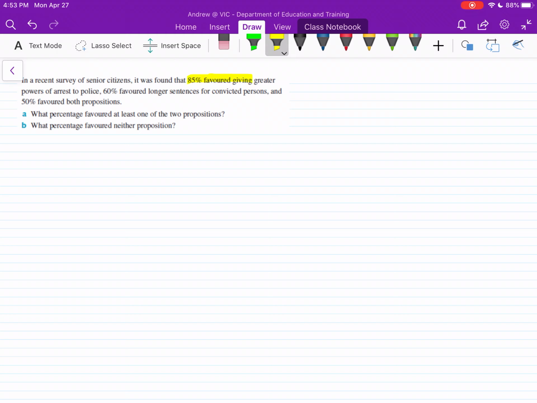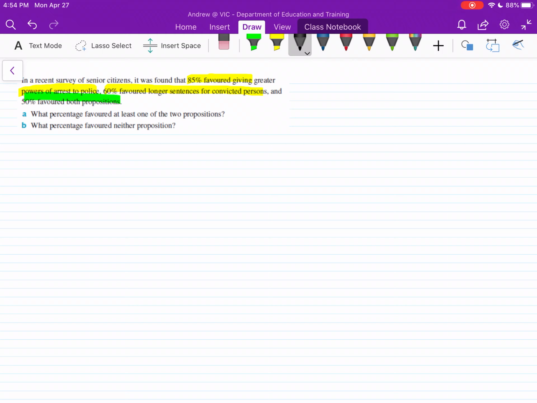So favoured the greater powers of arrest, and 60% favoured longer sentences for convicted persons, and 50% favoured both propositions. Okay, so with this we need to break down the information that's given to us. You can write this up as a Karnaugh map straight away or just break down your information first. So first I'm just going to break down the information.